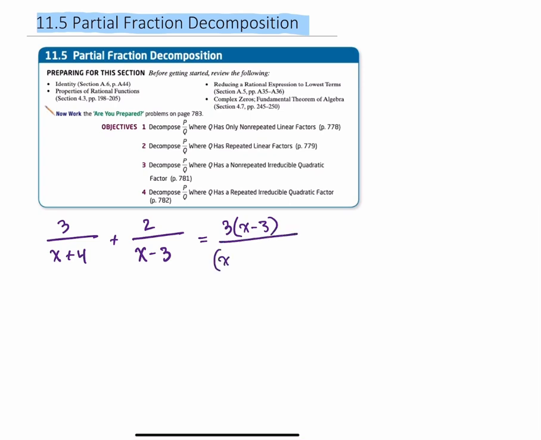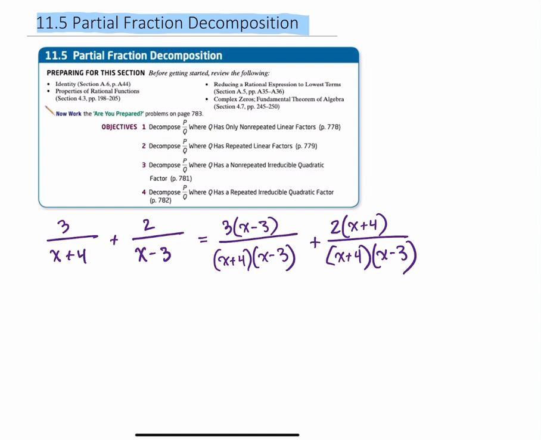So we'll have x plus 4 times x minus 3 in the denominator. And then we'll do the same for the second fraction. So let's multiply that one by x plus 4 on the top and bottom. So that would be 2 times x plus 4 over x plus 4 times x minus 3.